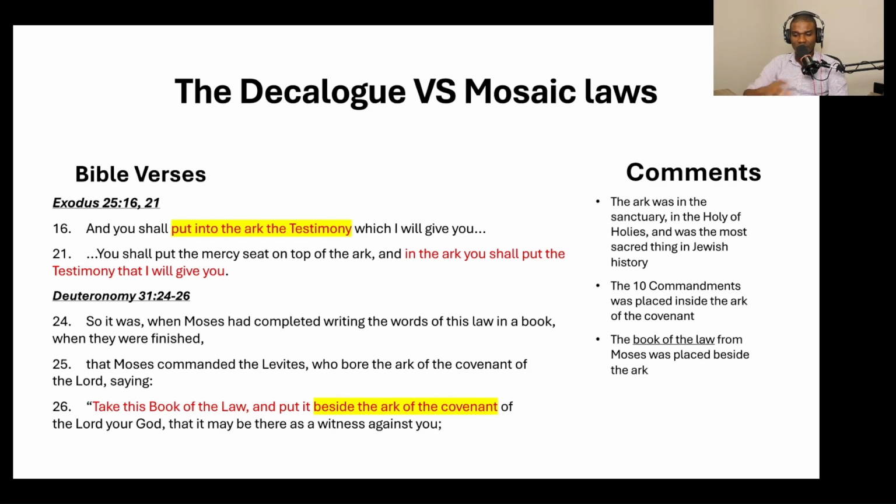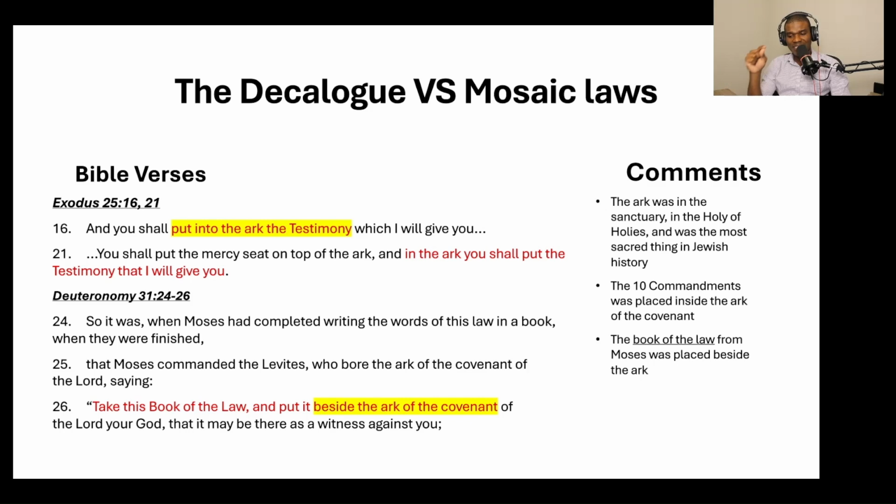Deuteronomy 31:24-26. Now this is different. The first one was the Ten Commandments. This is the rest of the laws. So it was when Moses had completed writing the words of this law in a book when they were finished. Who was writing those words? Moses. The Ten Commandments was written with the finger of God.